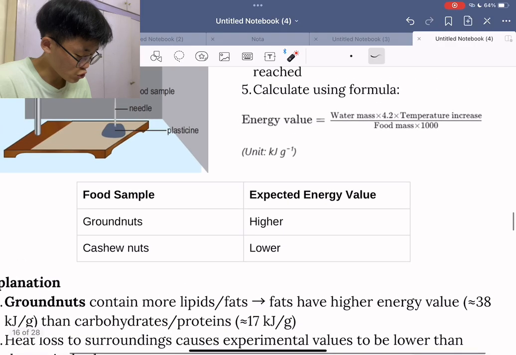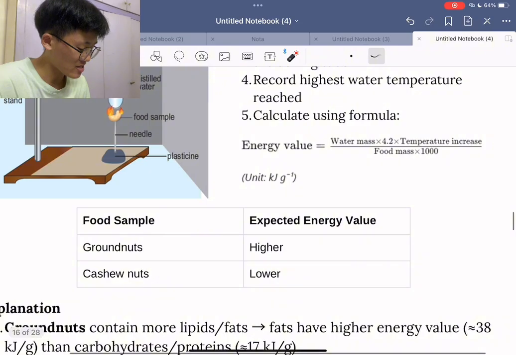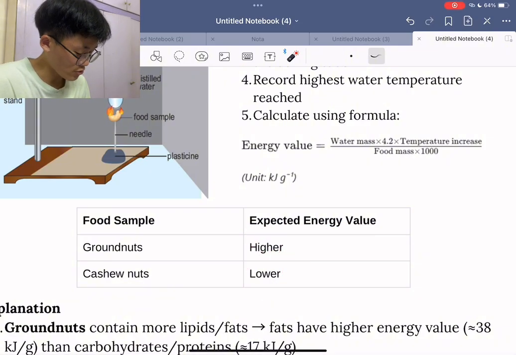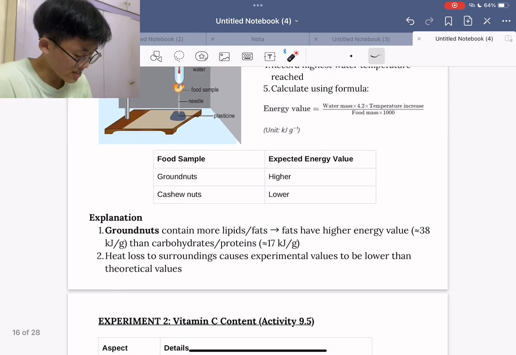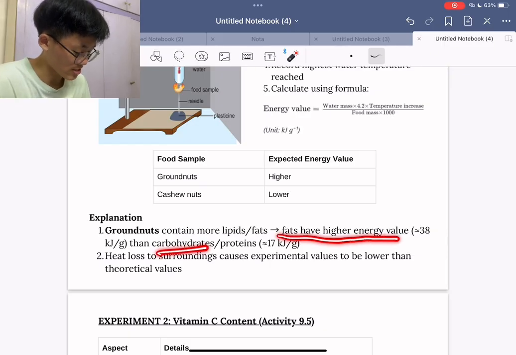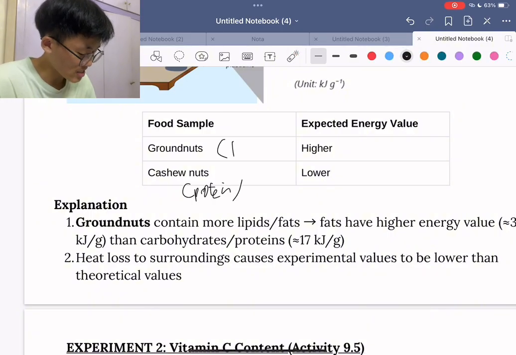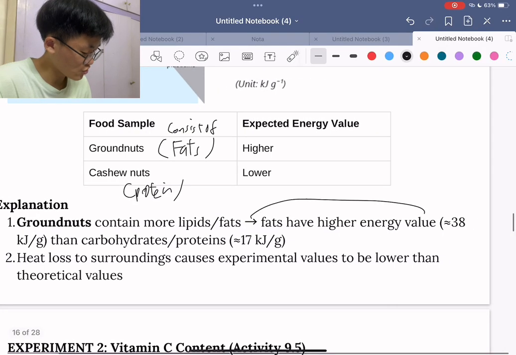So you can try with food samples like groundnuts and cashew nuts, and this is the expected result. For the groundnuts, you get a higher energy value, and for the cashew nuts, a lower energy value. Yes. So why do groundnuts contain a higher energy value? Because groundnuts contain more lipids and fats. And fats have a higher energy value than carbohydrates or protein. So cashew nut is protein. Groundnut consists of fats.